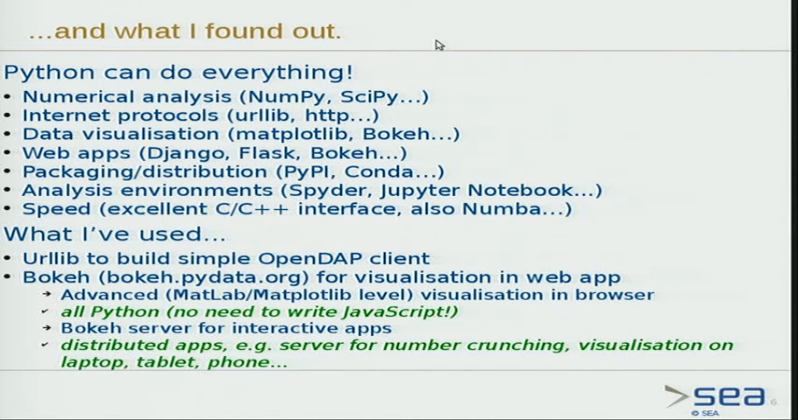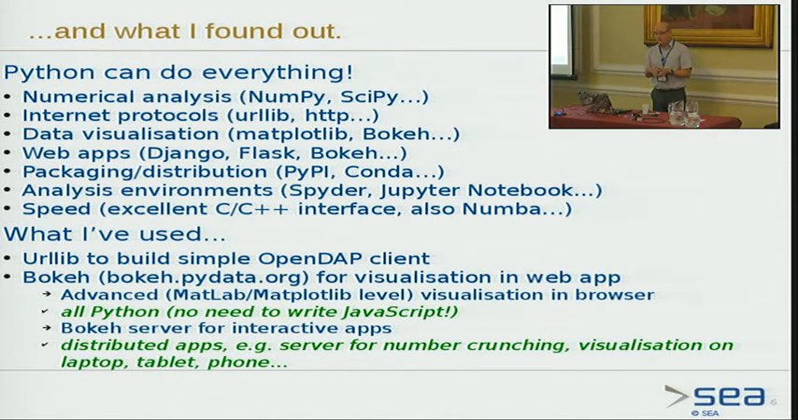Well, I'm sure you all know much of this anyway, but I've listed some of the common things that people do with it. Numerical analysis is the sort of stuff that you can do easily in MATLAB. You can do pretty much just as easily in Python with libraries like NumPy and the whole SciPy stack. It's very good at internet protocols with those built-in libraries, data visualization, as I'll be talking about today, web apps, all the rest of it.